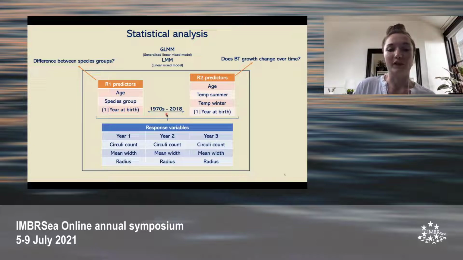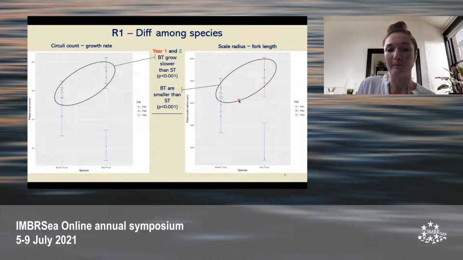Overall, I got a timeline from the 1980s to 2018. I calculated the year at birth by subtracting the measured age of the fish from the year of capture, which gives me a timeline from the late 70s to 2018. In the second research question, I slightly changed the set of predictors. I kept age and year at birth, but I replaced species with summer and winter temperature to account for an environmental effect when I look at change over time.